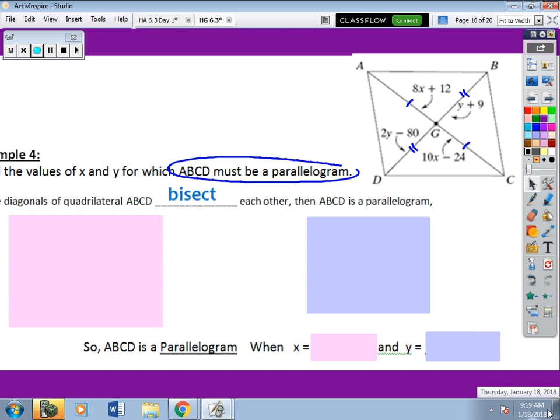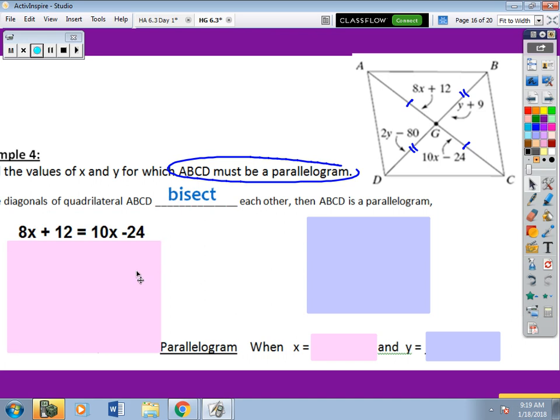And this one's actually an easy one. If we don't want to solve it, we don't have to. But setting up our equations, 8x plus 12 equals 10x minus 24. Part to part. The other one would be what? You can tell me the second equation I would write using the other diagonal. 2y minus 80 equals y plus 10. Good. And then you guys know how to solve those. If you don't feel like it, we don't have to continue.